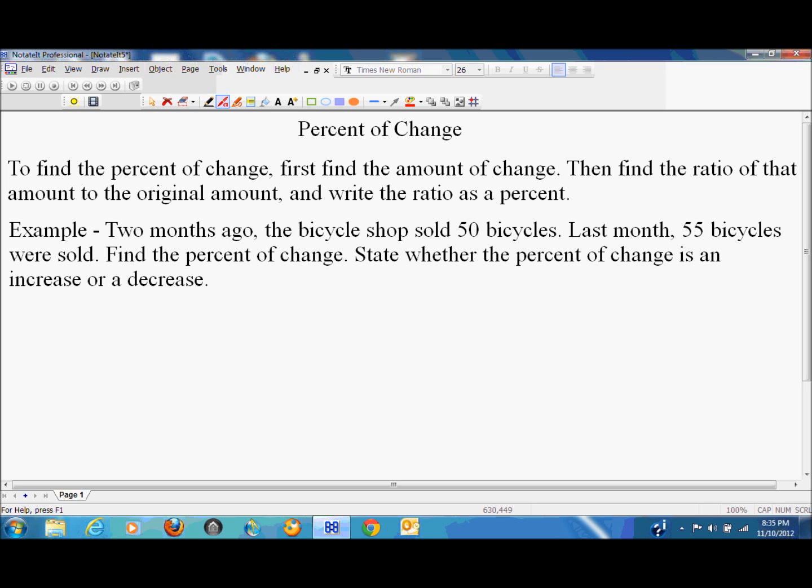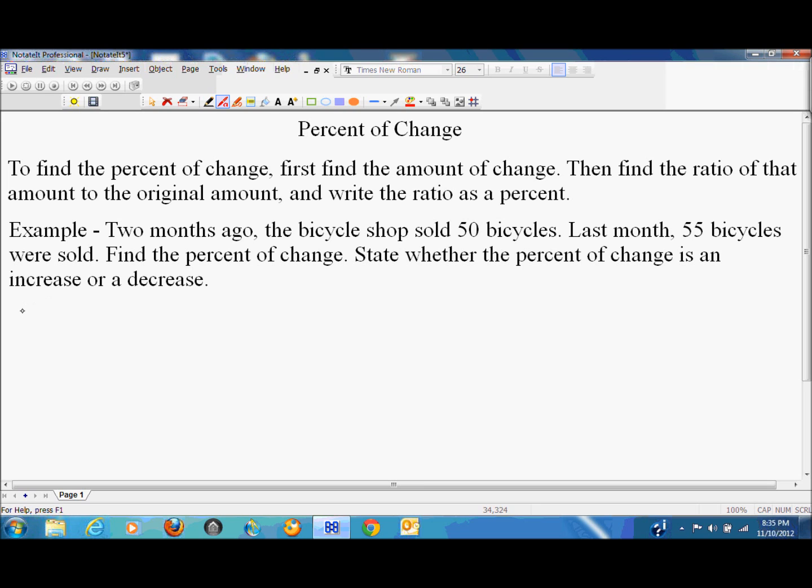Two months ago, the bicycle shop sold 50 bicycles. Last month, 55 bikes were sold. So they're asking us to find the percent of change and state whether the percent of change is an increase or a decrease. So let's take a look at our 3 steps.